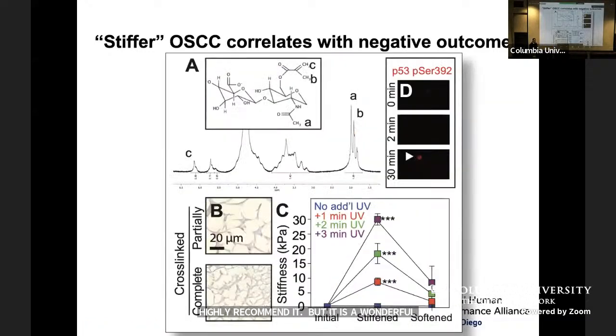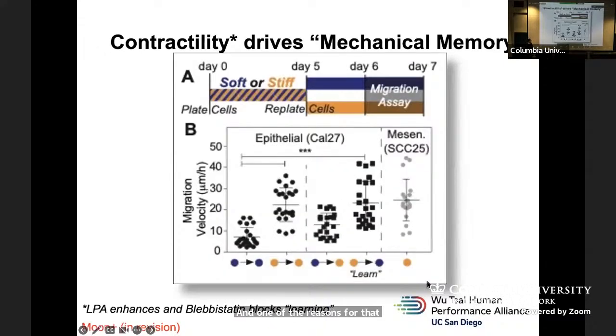So again, we go back to our system where we're methacrylating the environment, and now we're going to actually degrade it to soften the environment. So that way we can get a curve that goes from something that's relatively soft to something that's relatively stiff, and then back down again. So the experiment's a little complicated, but I just want to walk you through it.